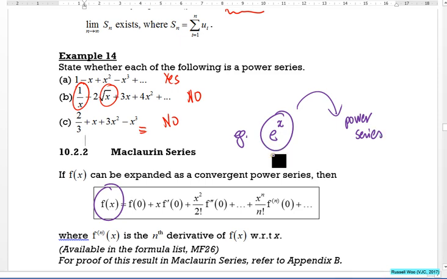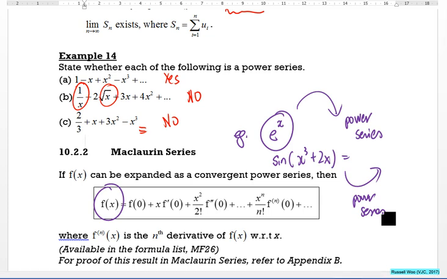You can have a complicated thing like sin(x^3 + 2x), also as a power series. Something like that. Can we express it in power series? That means something like x plus x squared plus x cubed plus x to the 4 and so on. Follow so far? Now what is the formula?